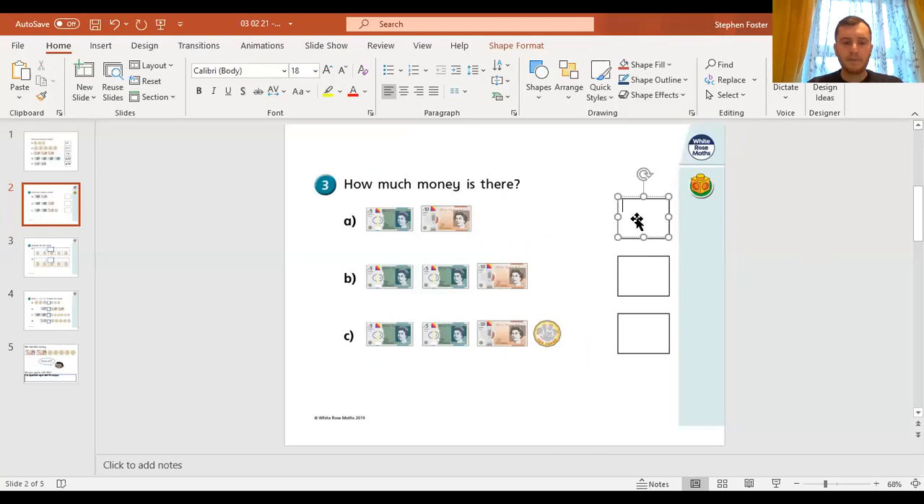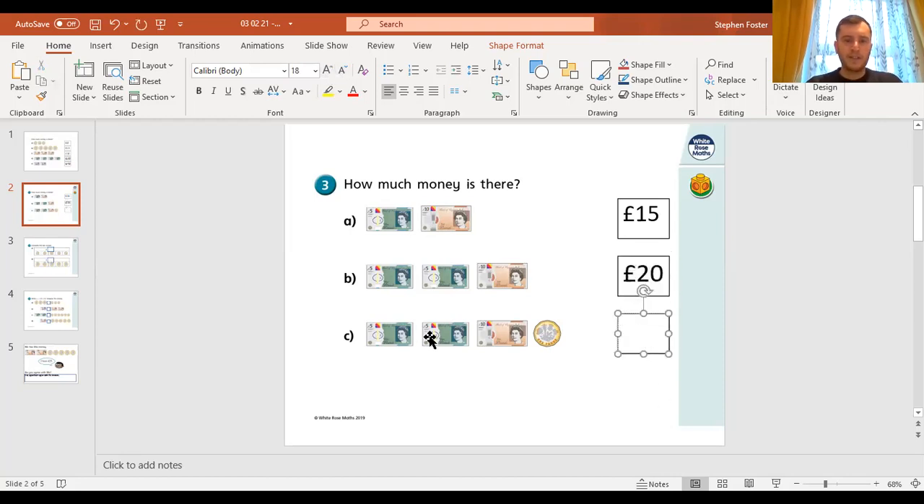Let's look at those answers together. The first one is £5 plus £10. 5 plus 10 is 15. So our answer is £15. Next one, 5 plus 5 plus 10. I know 5 plus 5 is 10, plus another 10 is equal to 20. So that one is £20.